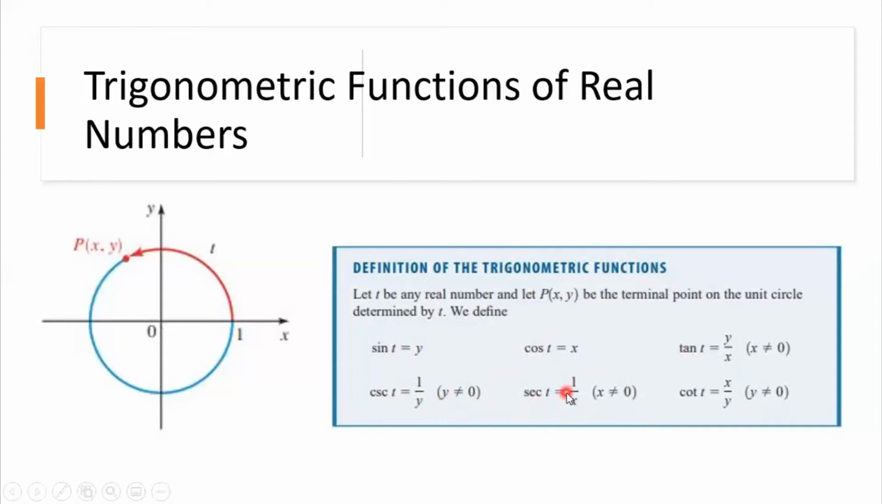Secant t is 1 over x, provided that x is not equal to 0. Cotangent t is equal to x over y, provided that y is not equal to 0.